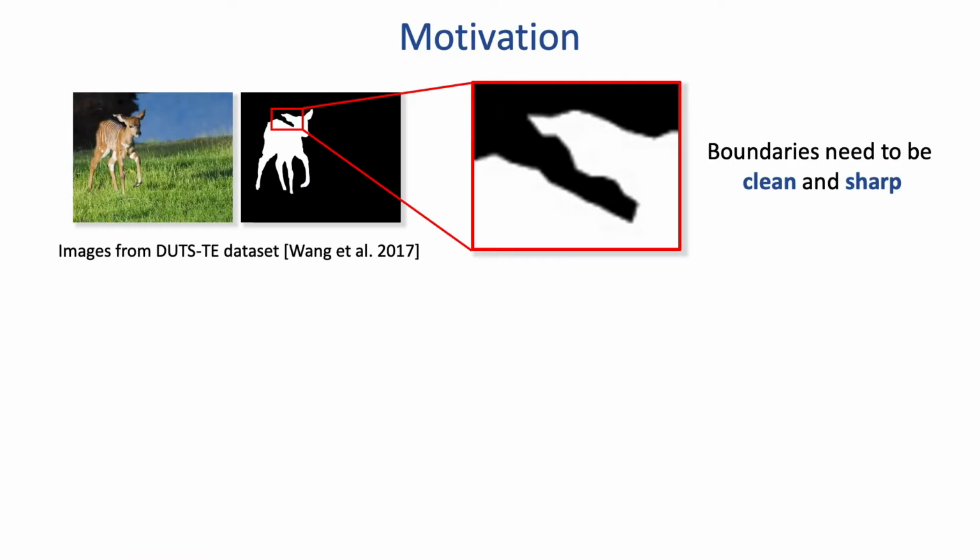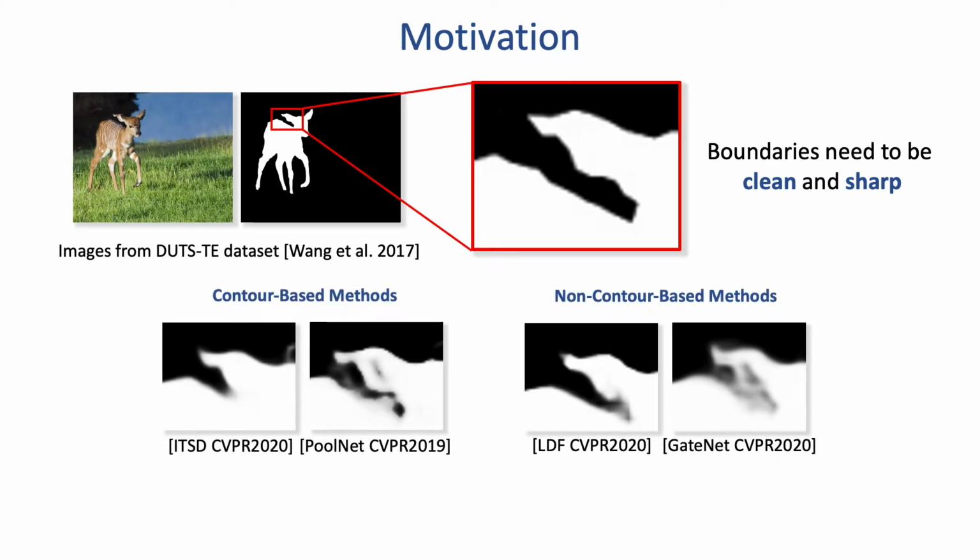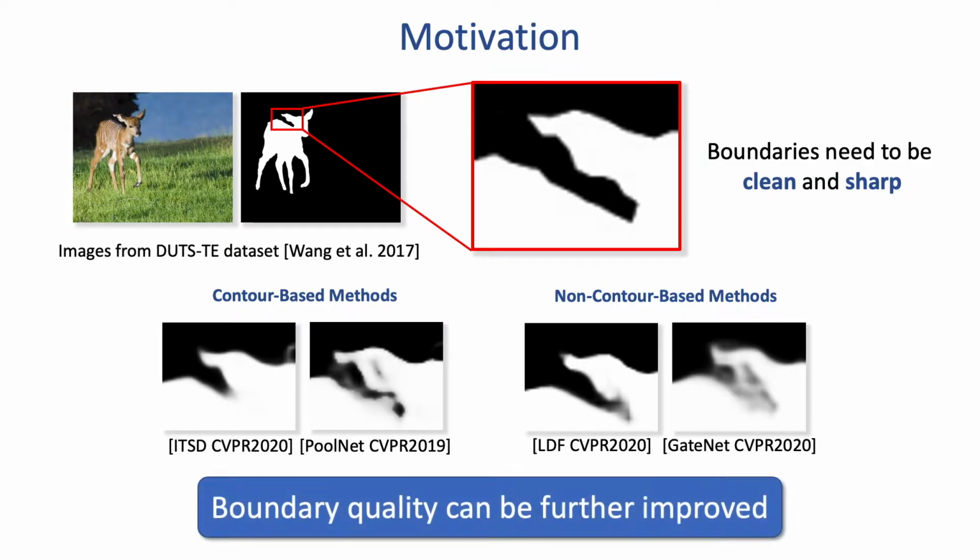Salient object detection aims to locate and extract the most attention-attractive object in a visual scene. It requires the predicted object with clean and sharp boundaries. In recent years, many algorithms have been developed for salient object detection tasks. Networks in the field can be categorized into two streams: contour-based methods and non-contour-based methods. Though various models have been proposed in the field, the edge quality of prediction still can be improved. And in this paper, we proposed a network to address this issue.